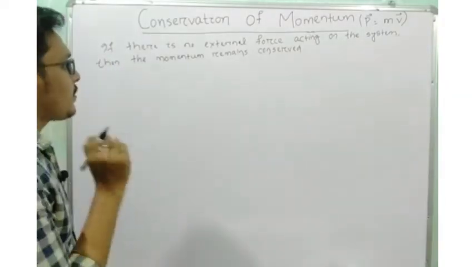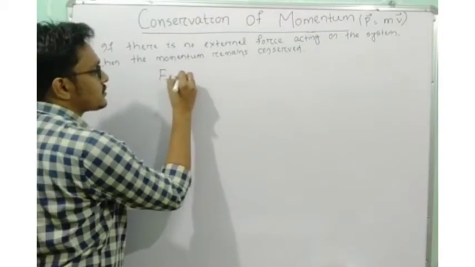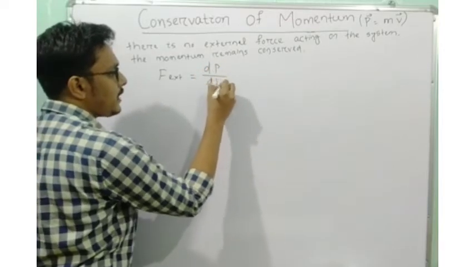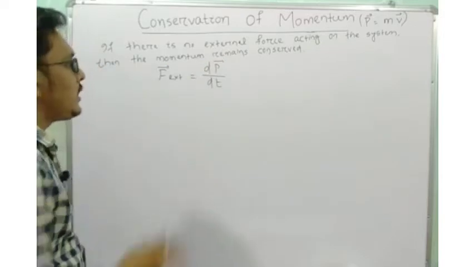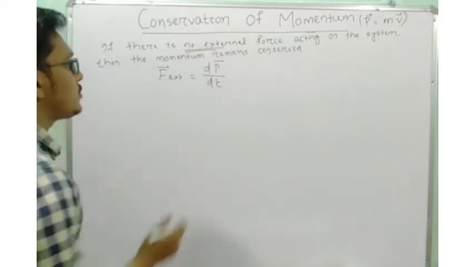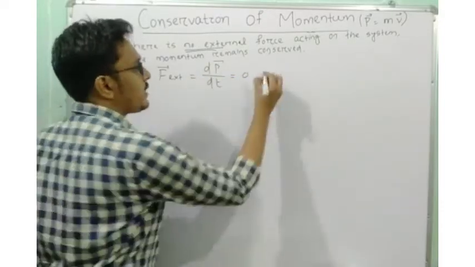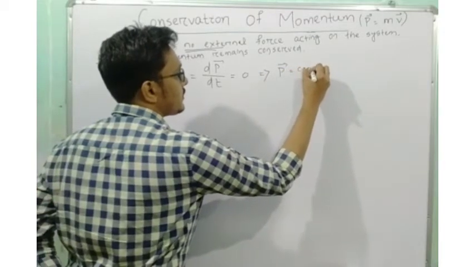From Newton's second law, we also know that the external force F is equal to the rate of change of momentum, dp by dt. Force is equal to the rate of change of momentum dp by dt. If there is no external force, that means F external is equal to 0. So dp by dt equals 0. That implies, from the derivative, that P remains constant.